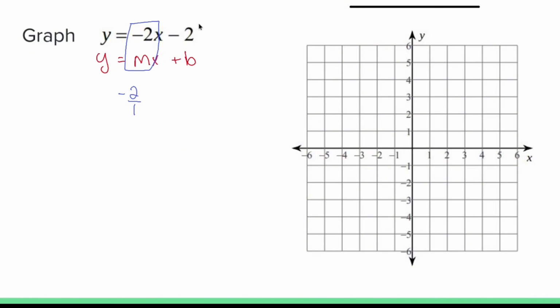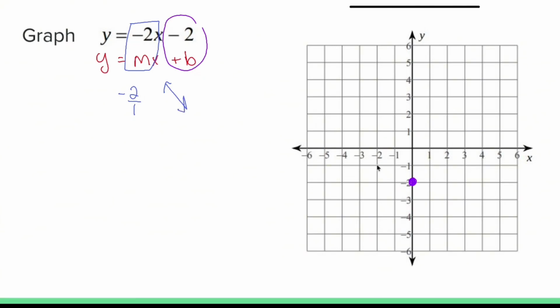First, though, we need to identify what the y-intercept is, and that's the number floating around all by itself when y is alone. So my y-intercept is negative 2, so we're going to put a dot at negative 2 like so on the y-axis. We're then going to use the slope of negative 2 over 1 to make as many dots as we can. Now, a negative slope goes down and to the right.